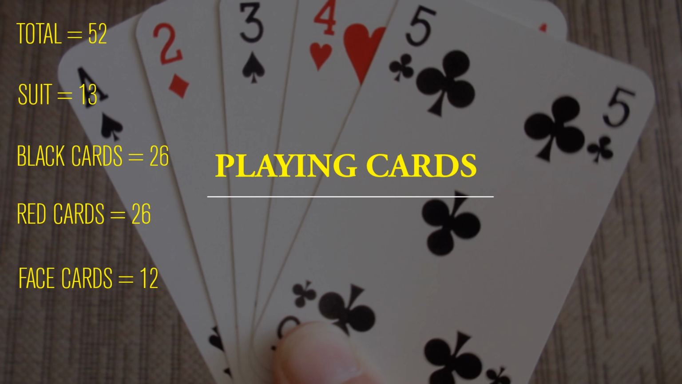The number of red face cards is 6, and the number of black face cards is 6. Next are number cards. We know every suit will have 9 numbered cards, but we have 4 suits. 9 into 4, so we have 36 numbered cards.